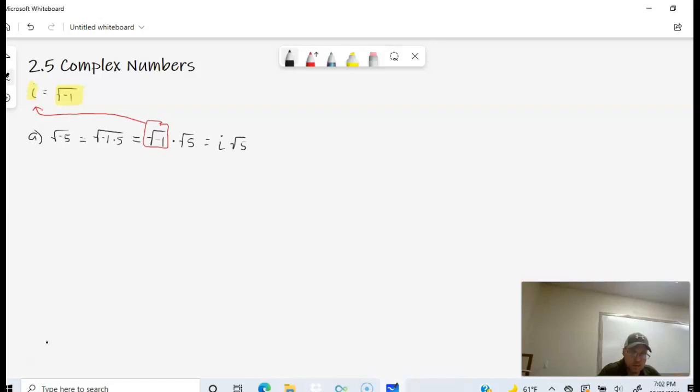Alright, another example. Let's say we have the square root of -36. I could do it in one step, but let's go ahead and break it apart just so we get a little more practice at it. That's the same thing as -1 times 36. That's the same thing as the square root of -1 times the square root of 36. The square root of 36 is 6. The square root of -1 is i, so I get 6i.